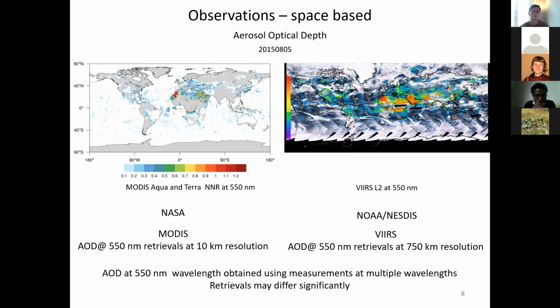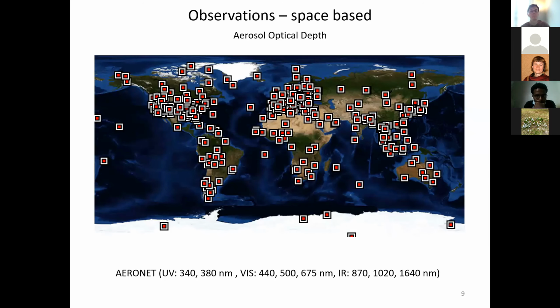So slide 9, and it should be ground-based, not space-based. Another measurement of aerosol optical depths is from a ground-based network called AERONET. It's an extensive land-based measurement network that provides, across the world, as you see, retrievals of AOD at multiple wavelengths with unsurpassed accuracy.